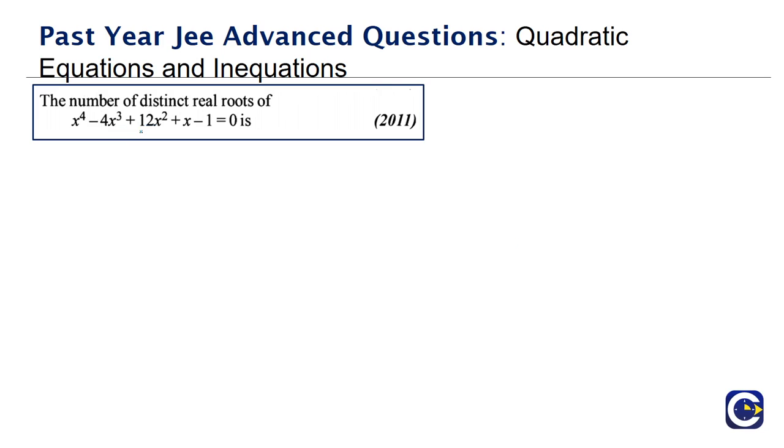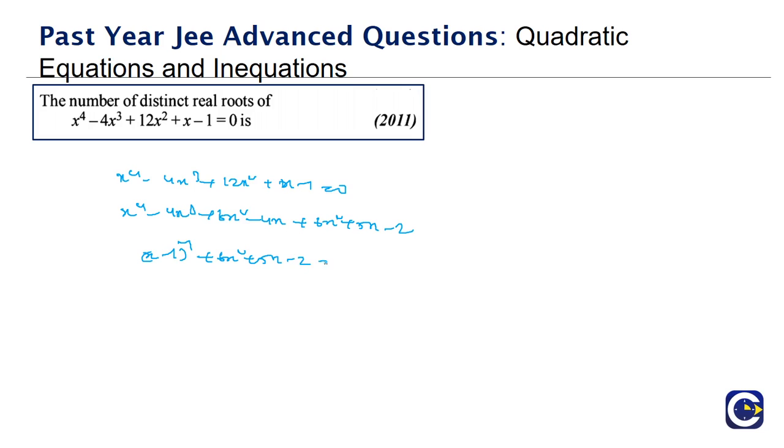The number of distinct real roots of x power 4 minus 4x cube plus 12x square plus x minus 1 is. So x power 4 minus 4x cube plus 12x square plus x minus 1 can be simplified as x power 4 minus 4x cube plus 6x square minus 4x plus 6x square plus 5x minus 2. So this part can be written as (x minus 1) whole power 4 plus 6x square plus 5x minus 2 is equal to 0. If you further simplify this, (x minus 1) whole power 4 is equal to minus 6x square minus 5x plus 2.